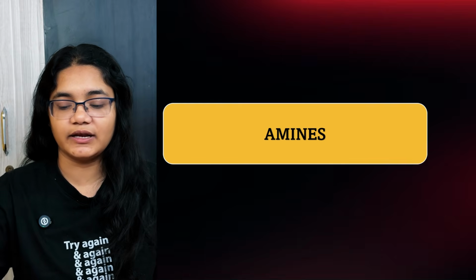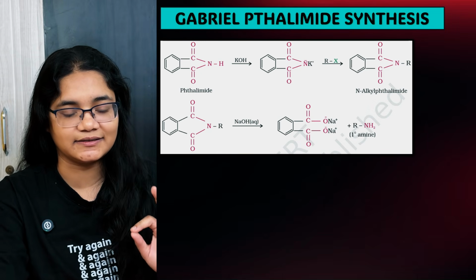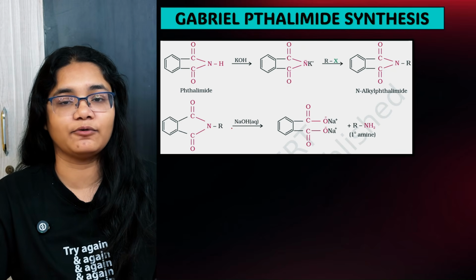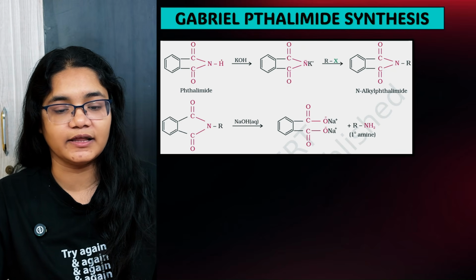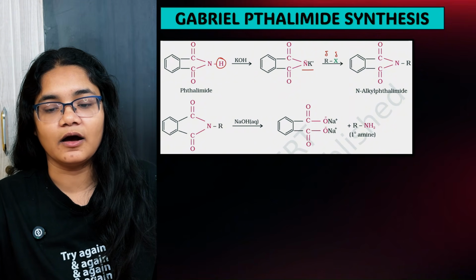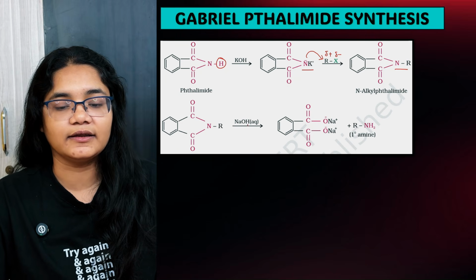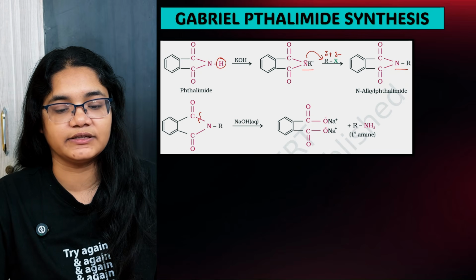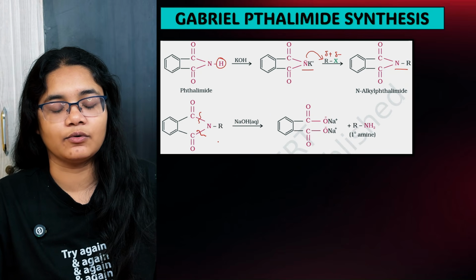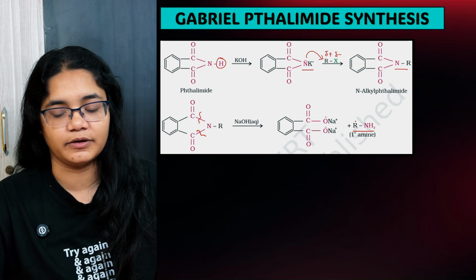Now we will move to the next chapter, that is amines. The first very important mechanism is Gabriel phthalimide synthesis. So please prepare this entire process thoroughly. Here first of all there is a release of H plus and a salt is formed, and then you have delta minus and delta plus, and this N attacks on R, and then there is an N-R formed here. And then when it is treated with NaOH, this bond will break. You have COO minus Na plus, COO minus Na plus, and then you have RNH2 group here.